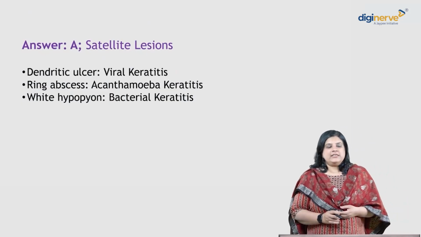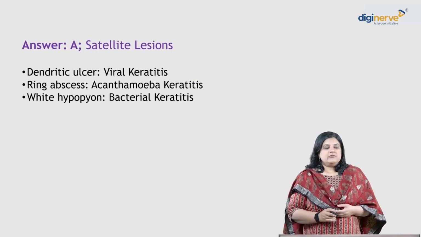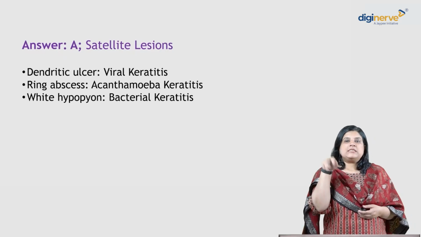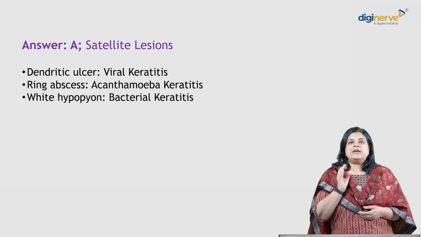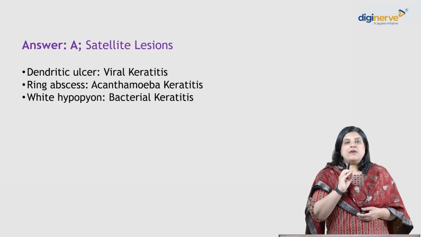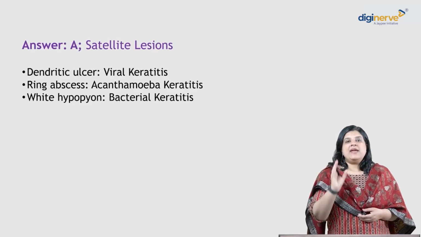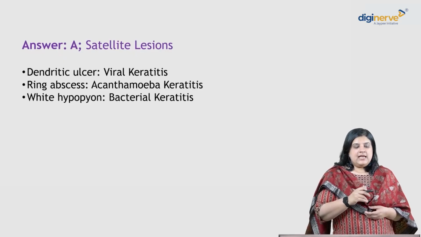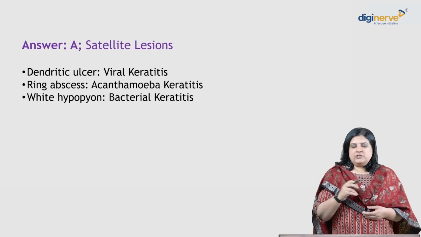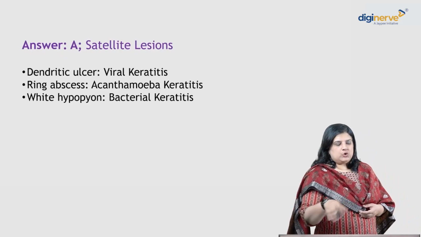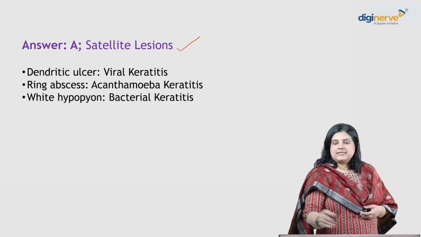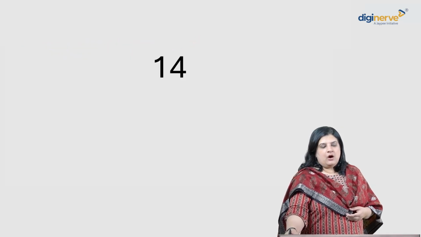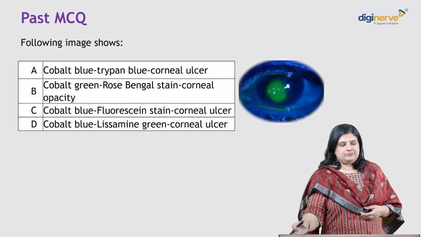So the correct answer was satellite lesion, because dendritic ulcer is very characteristic of viral keratitis. A ring abscess is very characteristic of acanthamoeba keratitis. And if another word that is added is painful keratopathy, again very characteristic of acanthamoeba keratitis, and white hypopyon is characteristic of bacterial keratitis. So the answer by exclusion was satellite lesions, and we just saw that satellite lesions are very typical in the stroma of patients with fungal keratitis.